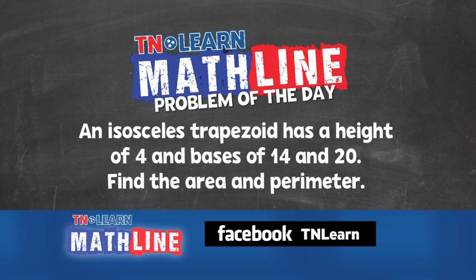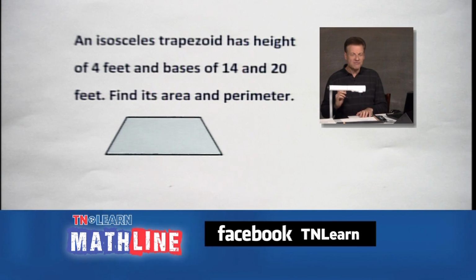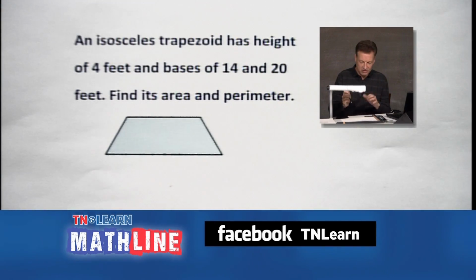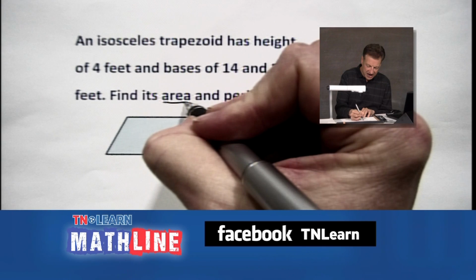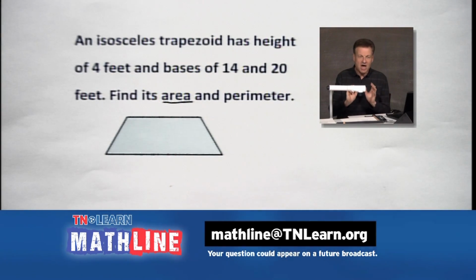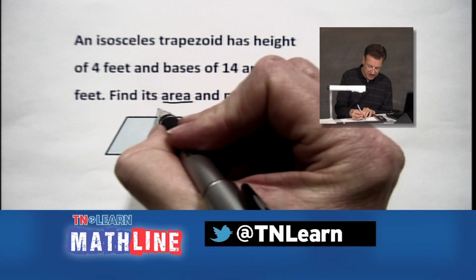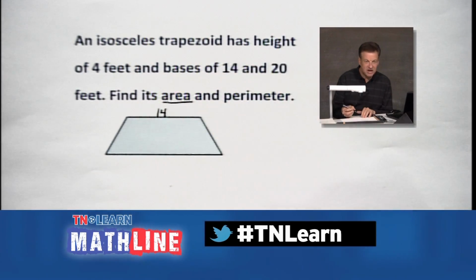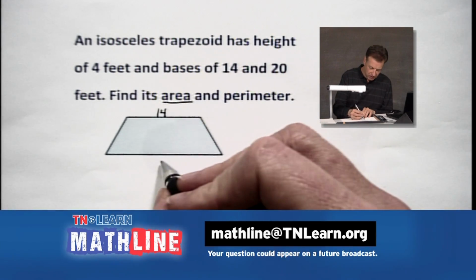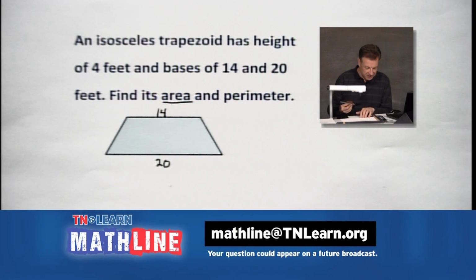Let's take a look at this problem and see what we're going to do with it. First of all, it says find the area. We know everything we need to know, all right? You say, really? Yes, we do. Let's put some numbers on this picture, by the way. I have a 14, and we'll put that on the smaller base. We've got 20 on the other base. By the way, these are all representing feet.